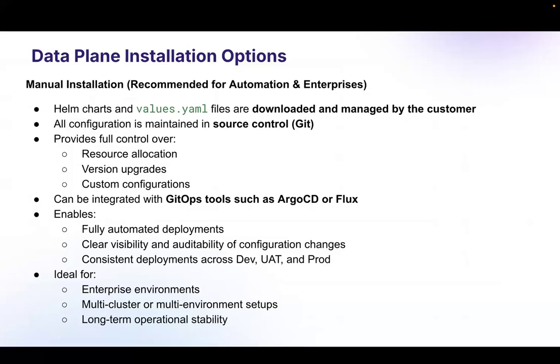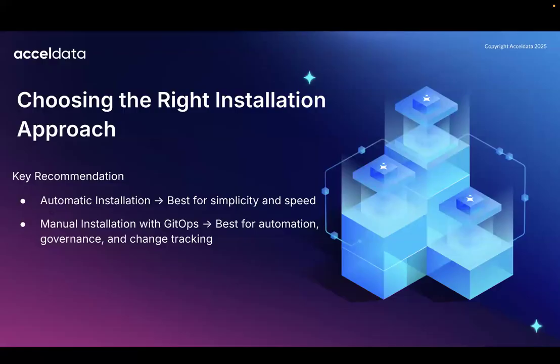So it will be a fully automated deployment. As soon as the new version is released, you just need to upgrade the version in your code. You just need to update the values file and chart version, and it will be a fully automated deployment. The version will be upgraded in your environment. And as I mentioned, it's ideal for enterprise environments, multiple clusters, multiple environments. It's good for long-term operational stability. It's trackable, auditable as well. Who made what changes, you can easily track in this scenario as well. So these two options are available at this moment for the data plane installation from the ad hoc control plane UI.